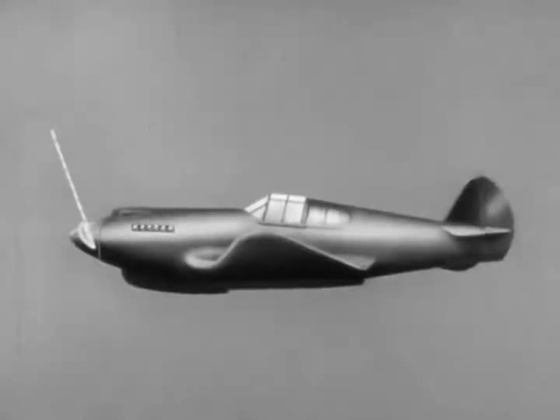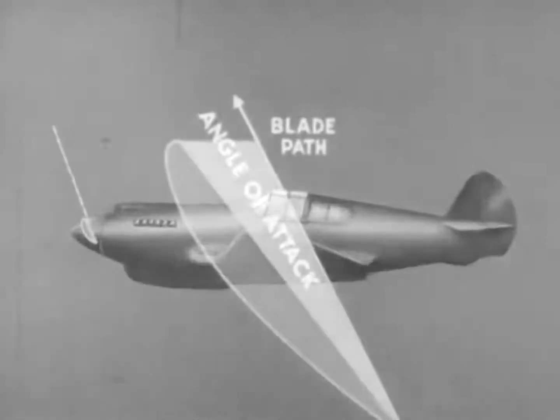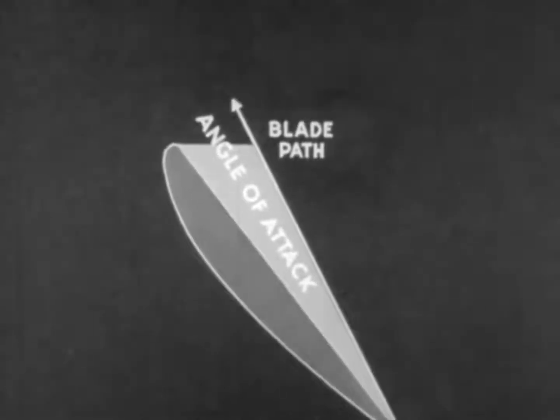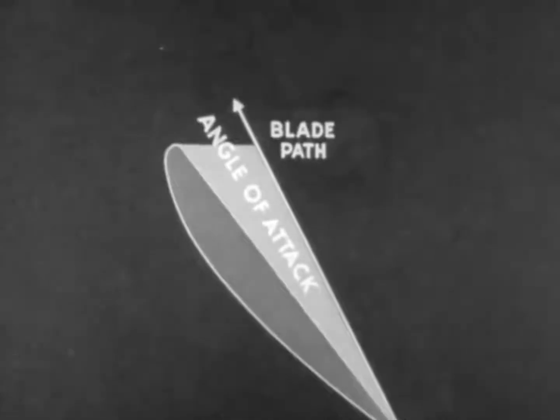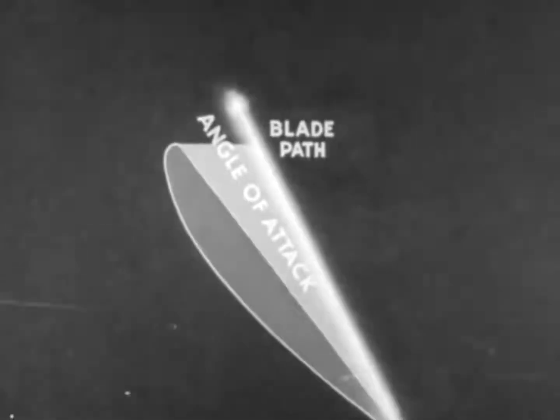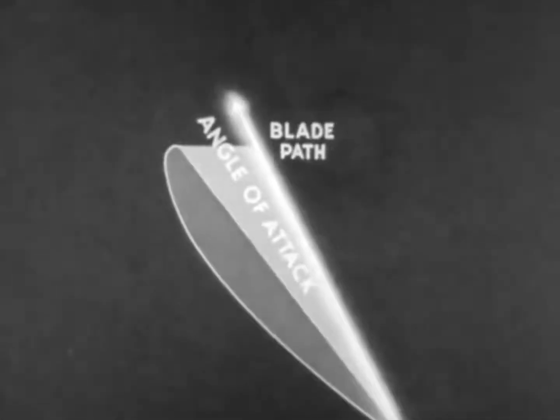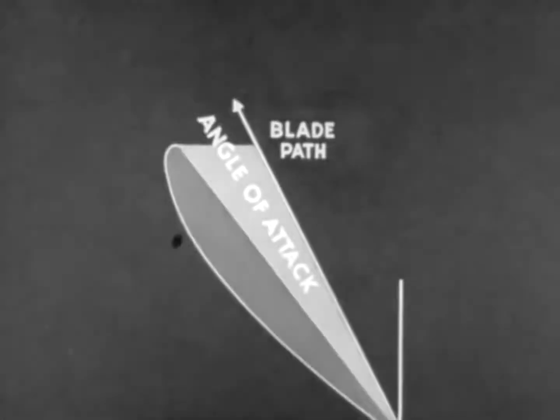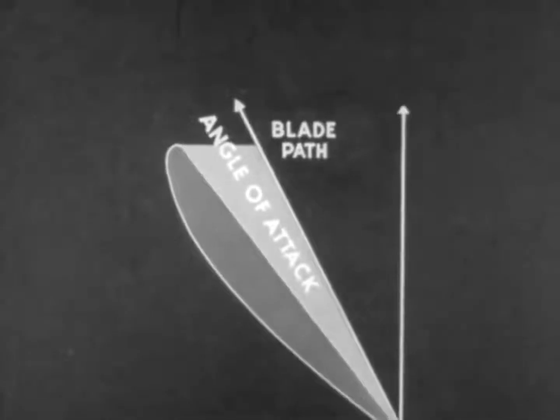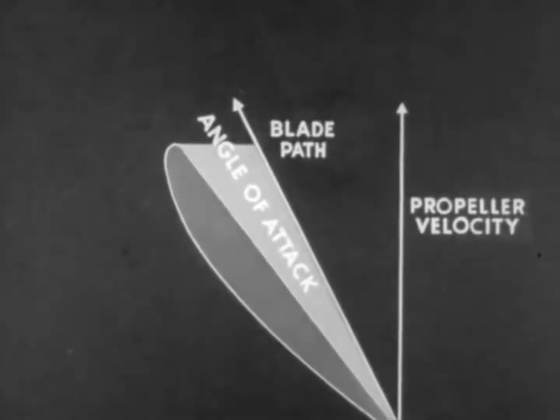As we have said, the angle that the blade of a propeller makes with the wind moving over it is known as the angle of attack. The actual direction the blade moves through the wind, which we will call blade path, is controlled by two factors: the speed of the propeller around the hub, known as propeller velocity, and the speed of the airplane, known as airplane velocity.